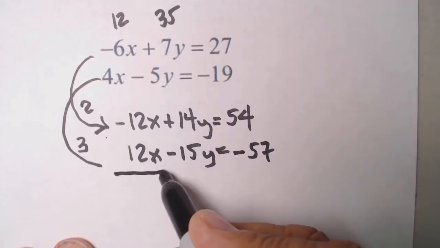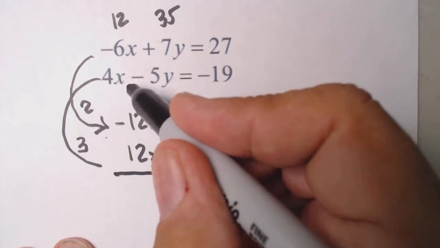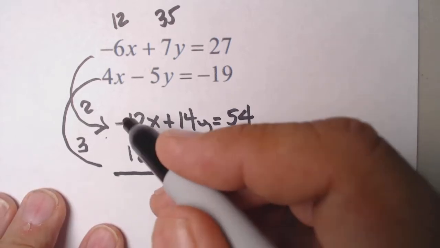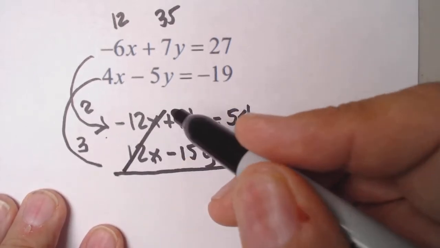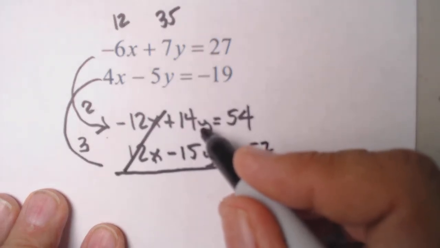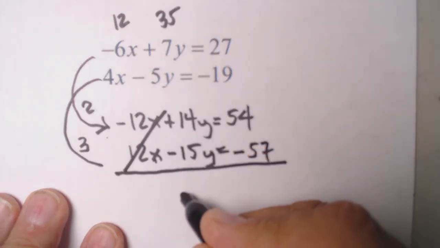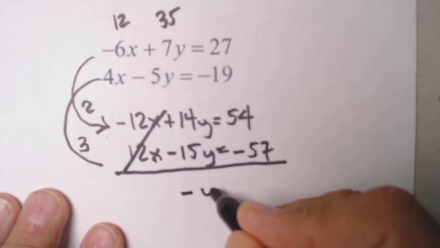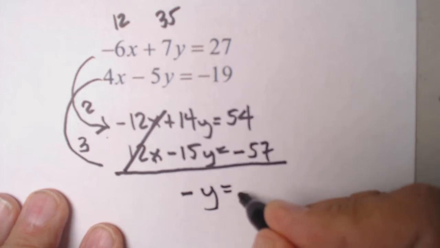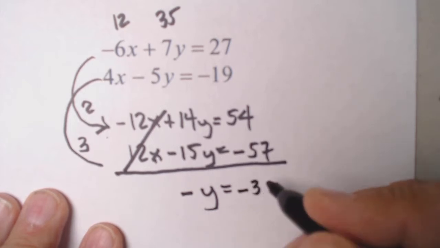Okay, well now notice we had to doctor up both of the equations here. And this is a common thing that you have to do with the elimination method. But now look at this, the x's go out. So what do I end up with? Plus 14y minus 15. Looks like I got negative y. You could put a 1 there if you wanted. Equals what? Negative 3 it is.